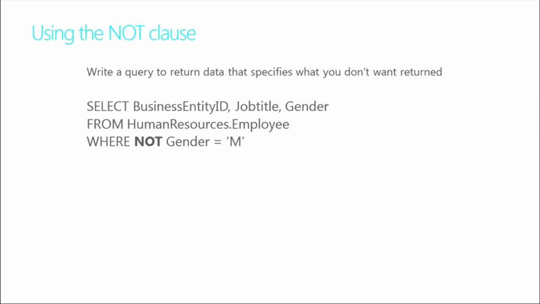It's kind of weird when you say it, where not gender equal M. So when I run that, I should only see gender equal F, because I'm telling it I don't want to see gender equal M's. Now I could have expanded on this. I could have said where not gender equal M and title equal design engineer, or something like that. So again, I can expand on some of these commands more so than what we're showing here.